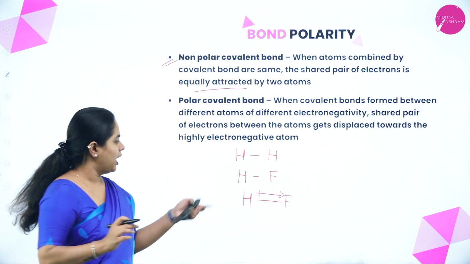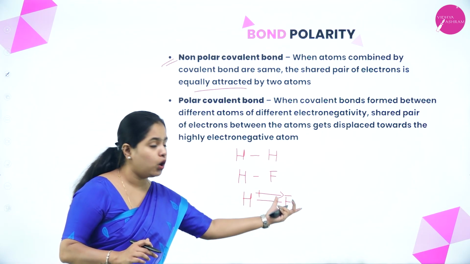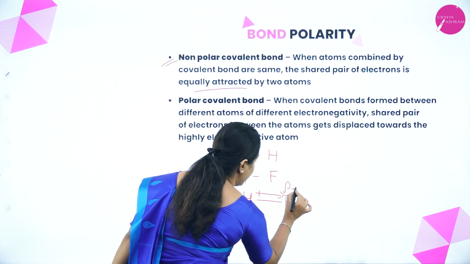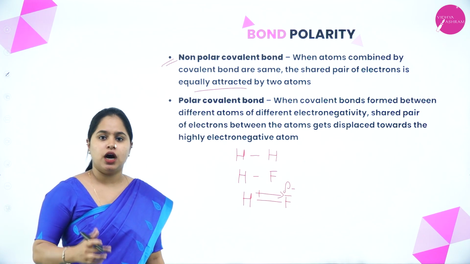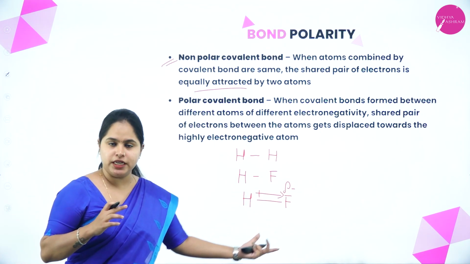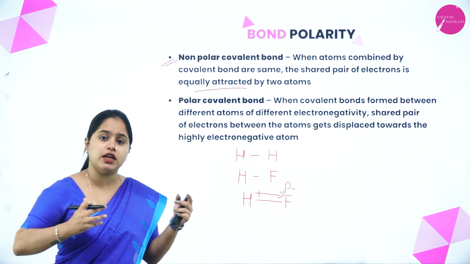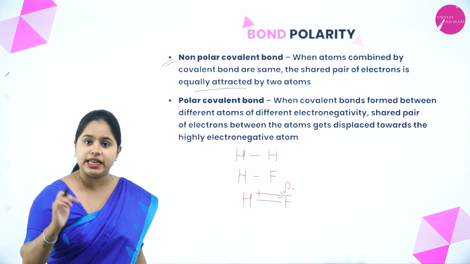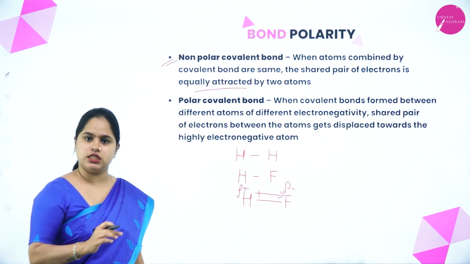Now as you can see here, the shared pair of electrons is getting more attracted towards fluorine. So what happens is that fluorine attains a partial negative charge, an extra negative charge, because what is being shared between them? It's electrons. So this shared pair of electrons having an attraction towards fluorine means fluorine will attain a partial negative charge and hydrogen will attain a partial positive charge.